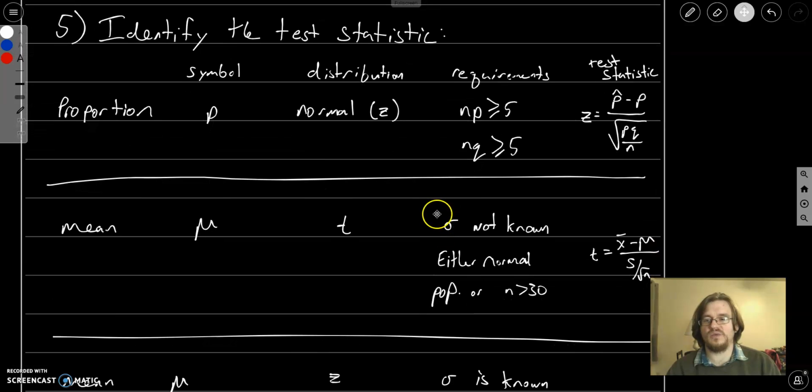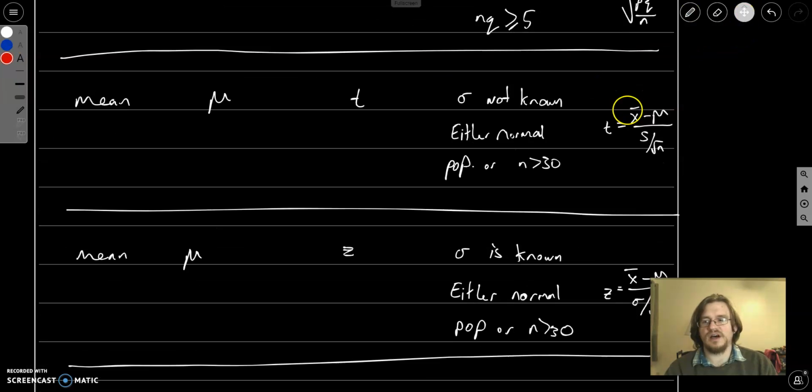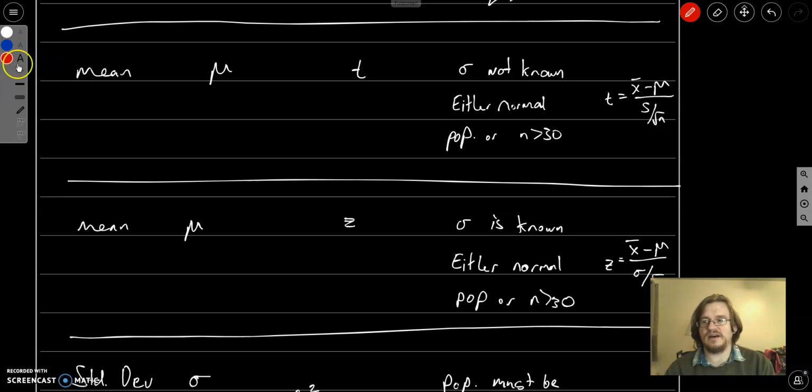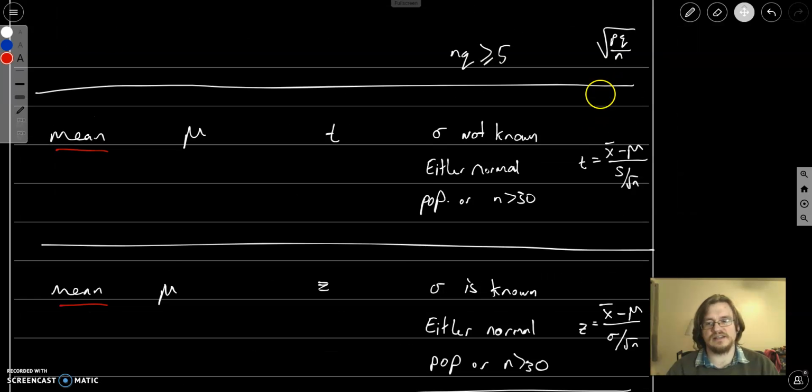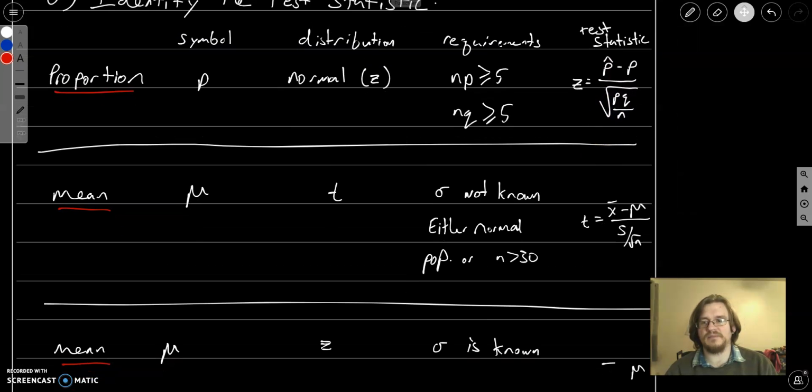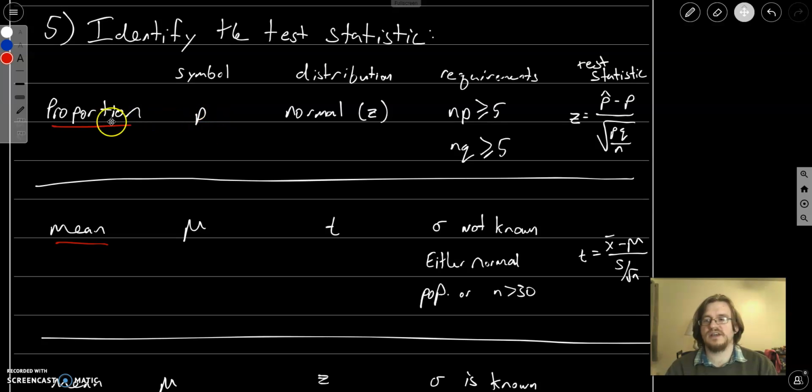So when we are looking at test statistics, we could be looking at different things. For instance, we could be looking at proportions, we could be looking at means, or we could be looking at standard deviations or variances. And each one comes with a different test statistic. So let's look at proportions first. We normally denote proportion with p.